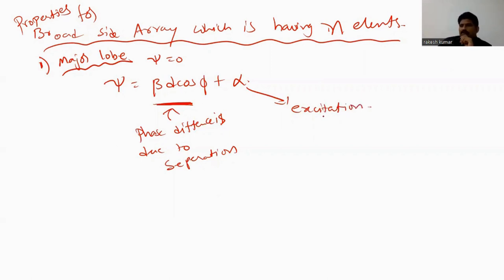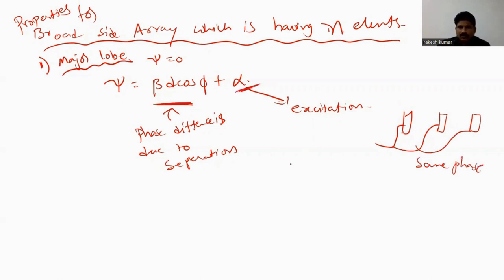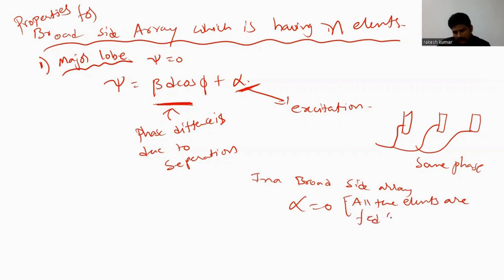So in a broadside array, all the elements are fed with the same phase. For example, let us take three antennas here. In a broadside array, all the antennas are fed with the same phase, so alpha is equal to 0. Why is it 0? Because all the elements are fed with the same phase. So in a broadside array, alpha is equal to 0.